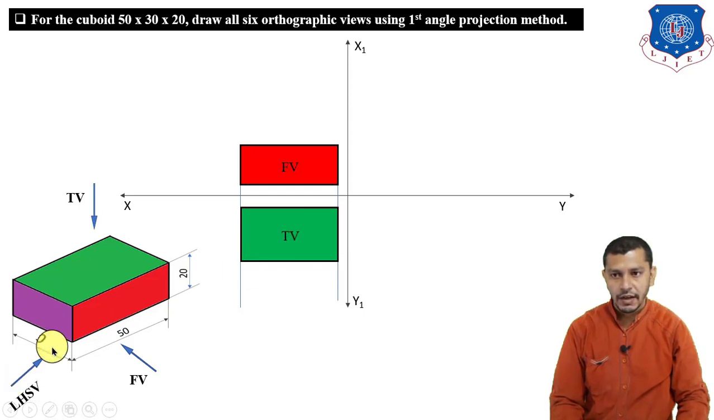Now we have to draw the left hand side view. The left hand side view will be on the right hand side, and you can see that the left hand side view will be a rectangle showing the surface.